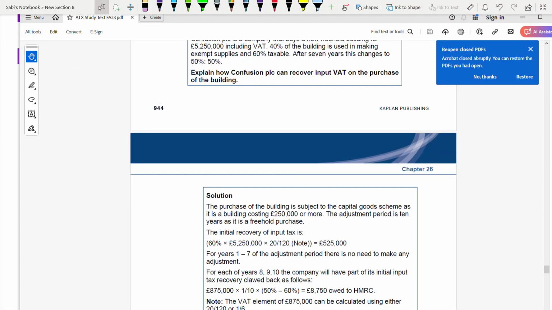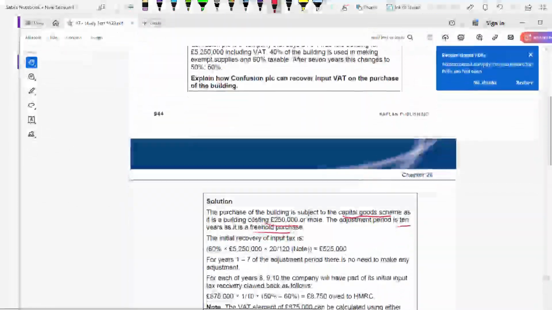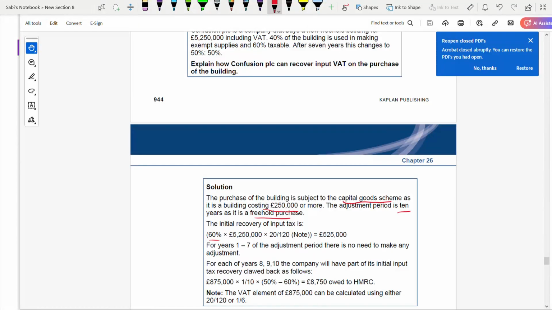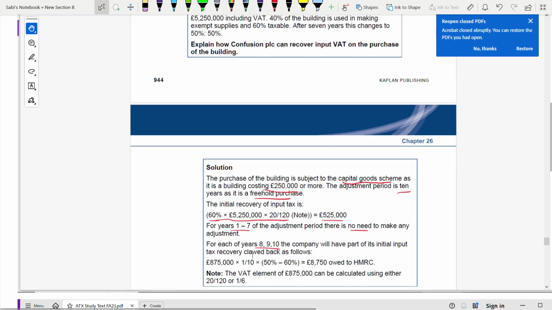So now, this purchase of building is subject to what? Capital goods scheme, because the building is more than 250,000. And the adjustment period is 10 because it's a freehold. If it's a freehold, it's 10. If it's a lease of less than 10 years, it's 5 years. Now, the initial recovery of input tax. What is the purchase? 5,250,000. How much is taxable? 60%. And because it's VAT inclusive, take the VAT out. So, for years 1 to 7, no adjustment. But in years 8, 9, 10, they have to make an adjustment.